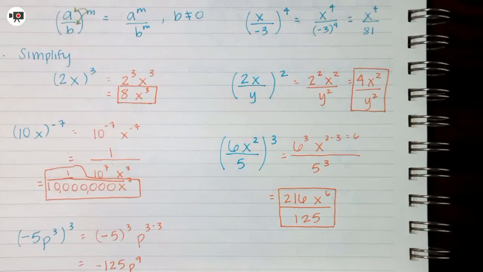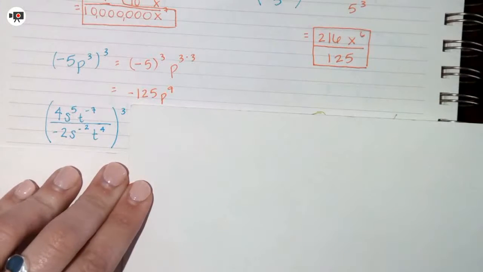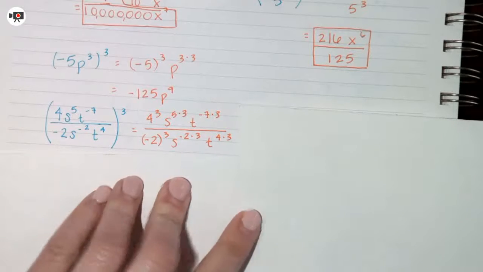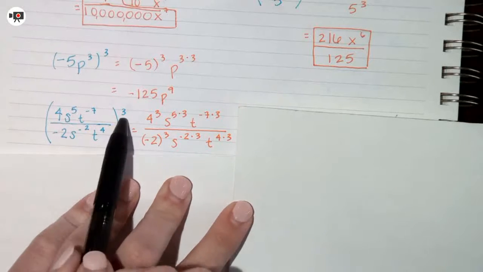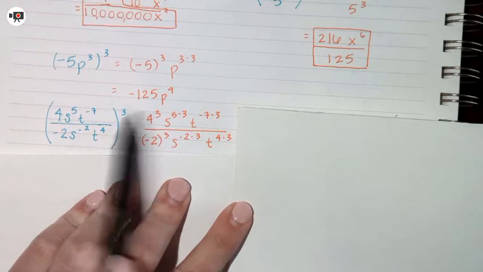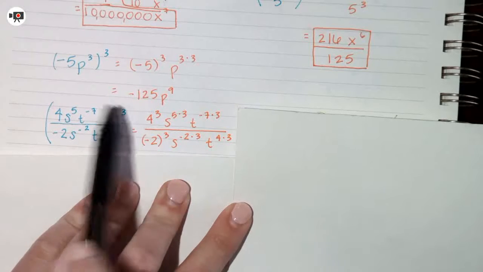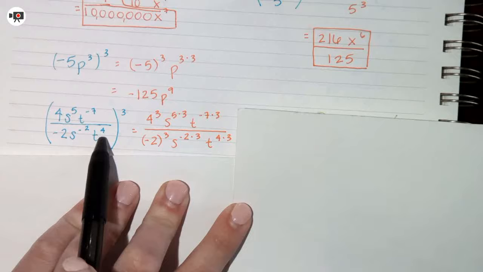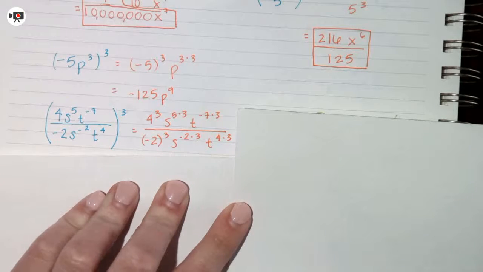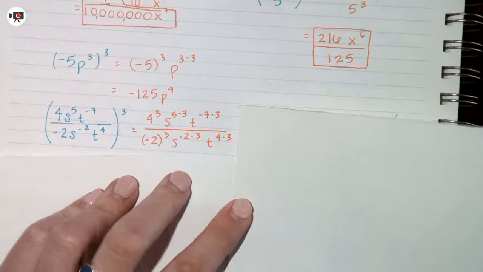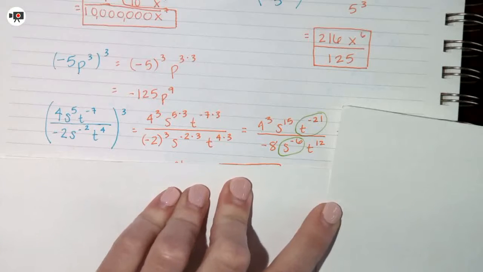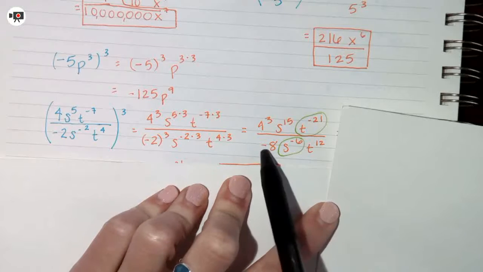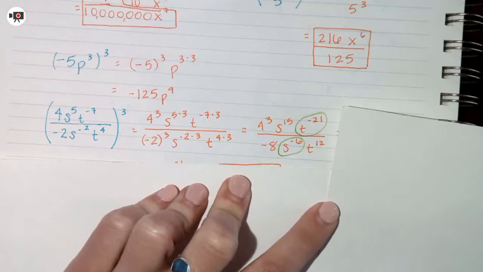Now this one's a little bit more complicated. So there's just a lot to distribute to. So that would be 4 to the 3rd, and then this 5 will be multiplied by 3, negative 7 will be multiplied by 3, negative 2 to the 3rd, s, and the exponent of negative 2 gets multiplied by 3, and this exponent of 4 gets multiplied by 3. Now when I reduce all of these powers, this will be 4 to the 3rd, s to the 15th, t to the negative 21st power, and all over negative 8 times s to the negative 6th and t to the 12th.